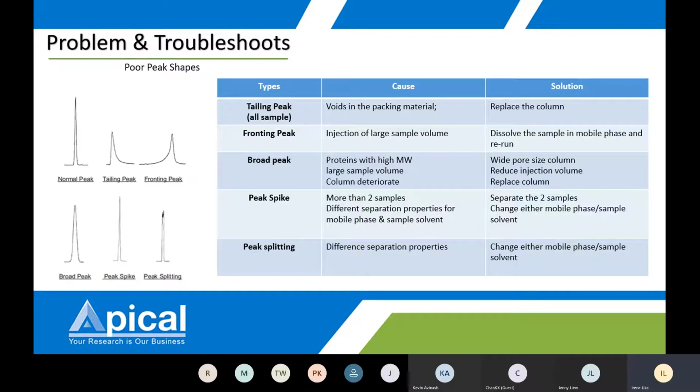And if you have a broad peak, usually it is due to the high molecular weight of certain samples. It could also be due to column deterioration. So the best way to overcome this is to use a wide pore size column. So you see, it's more on the pore sizing.